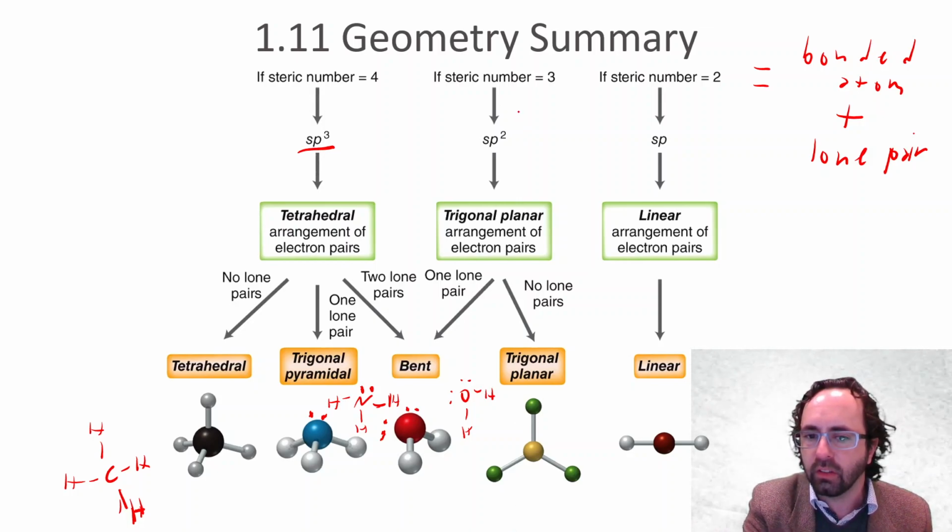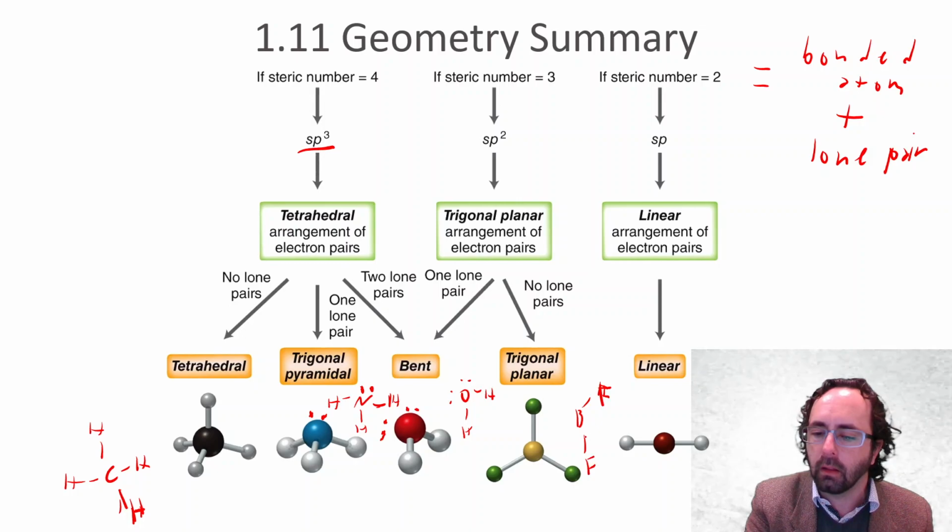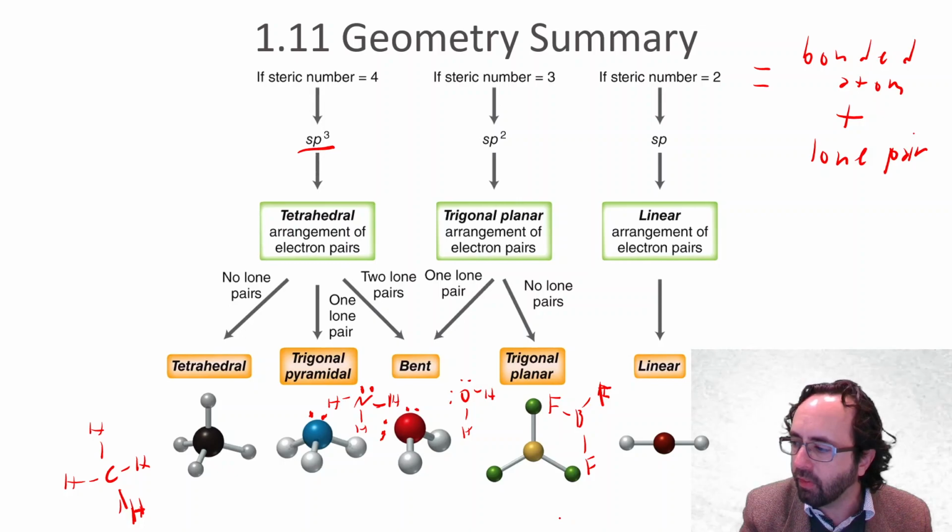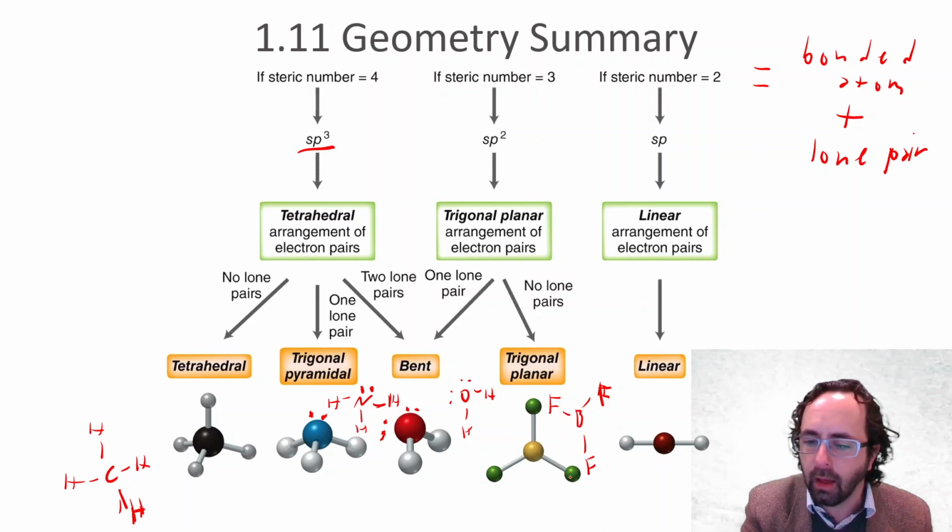And for situations in which steric number is 3, there's an example here. This is BF3. It has 3 bonded atoms and there are no lone pairs. I'm not going to write the lone pairs on the fluorine, but there is no other lone pair on the boron. It's fine. Boron happens to be fine with not having quite an octet. So since it has 3 bonded atoms and no lone pairs, it is sp2 hybridized, and its shape is trigonal planar. You'll also get a bent shape if you have a steric number of 3 and 1 lone pair. That will give you a bent shape as well.